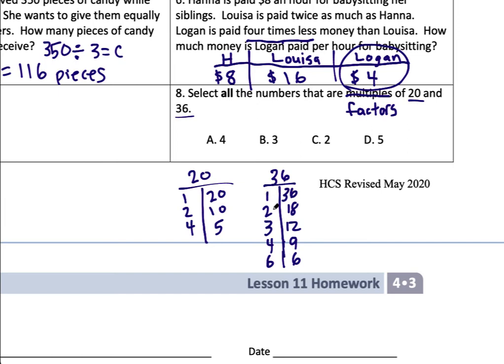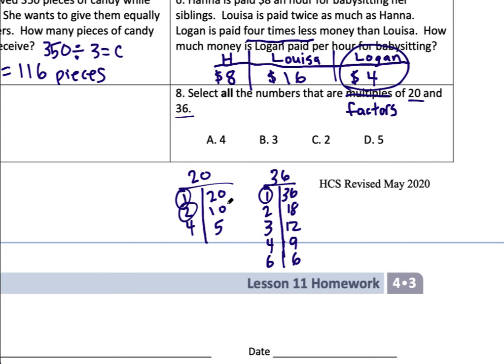So we have 1, 2, 3, 4, 5, 6, 7, 8, 9. I don't want to count 6 twice. So I actually have 9 factors of 36. Which ones do we have in common? Well, 1 is in common, and 1 will be in common of all numbers, so usually that's not even a choice, and it's not. What else do we have in common?